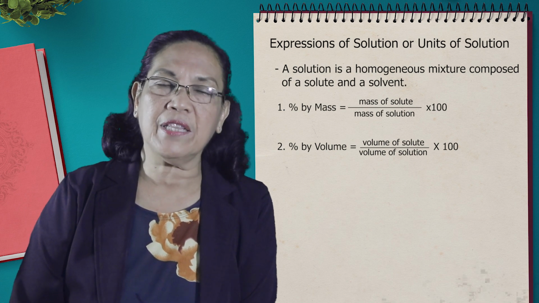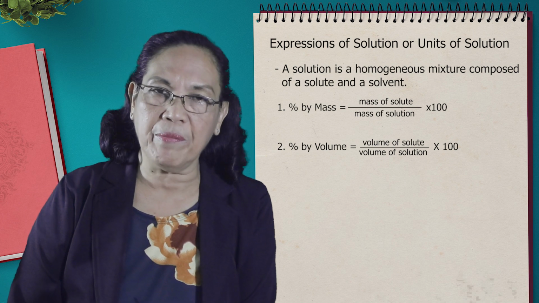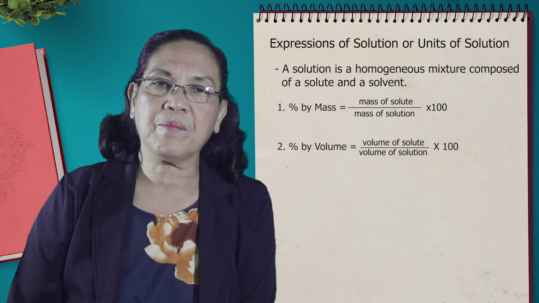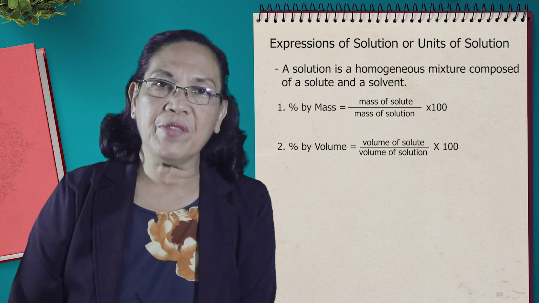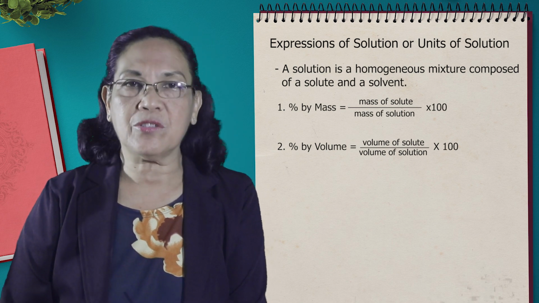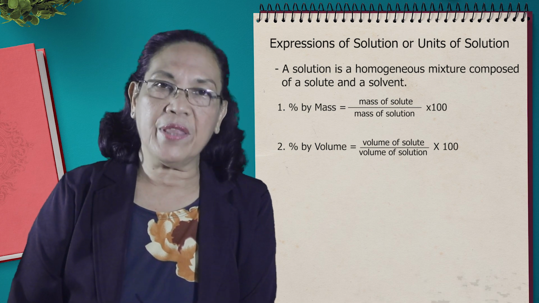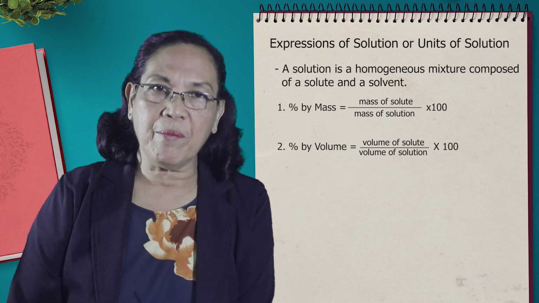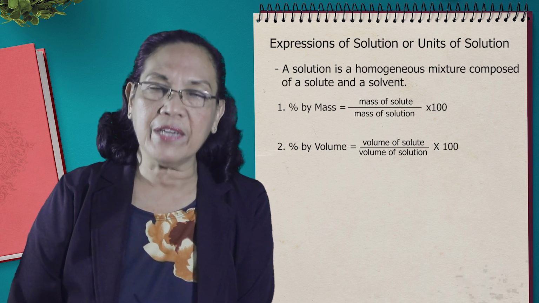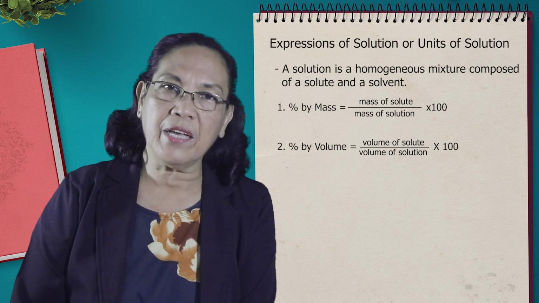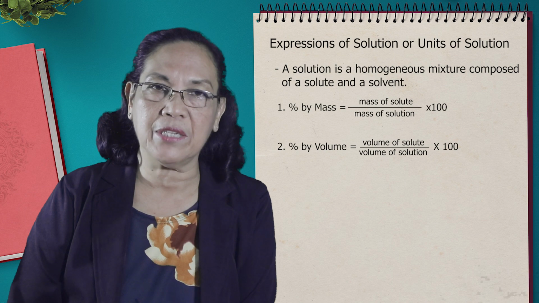Then divide the number of ml of the solute by the number of ml of the solution times 100. But if you're given the number of ml of the solute and the number of ml of the solvent, then you are going to get the sum first of the number of ml of the solute and the number of ml of the solvent. With this sum, you use it as the divisor to the number of ml of the solute, then multiply it by 100.